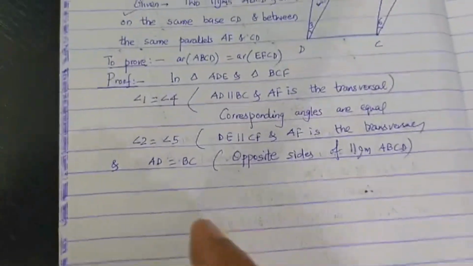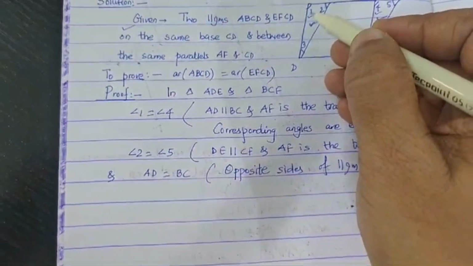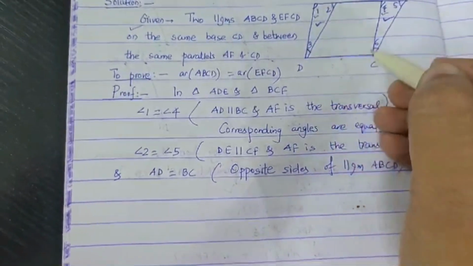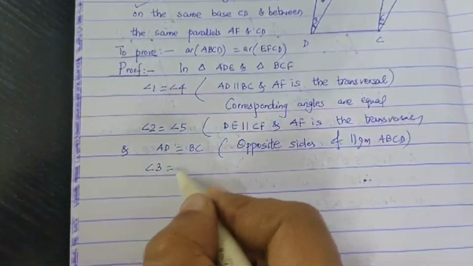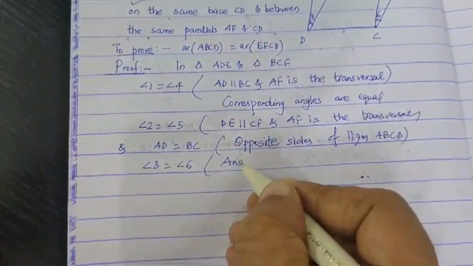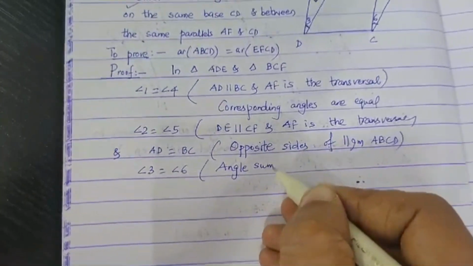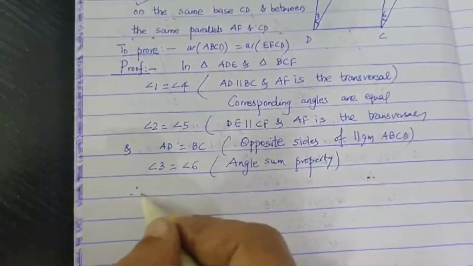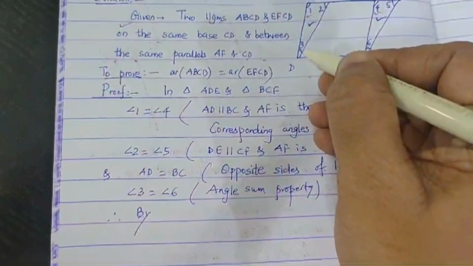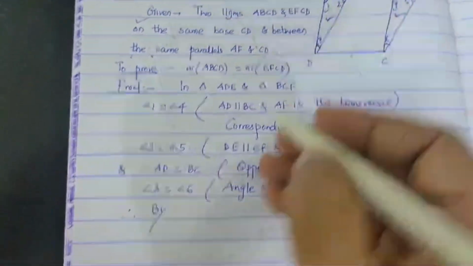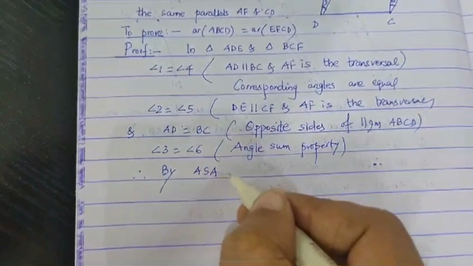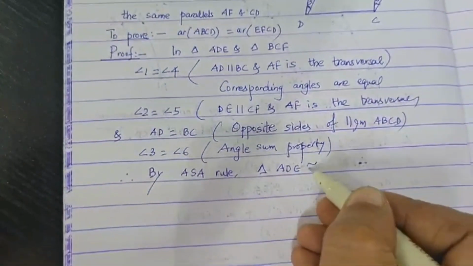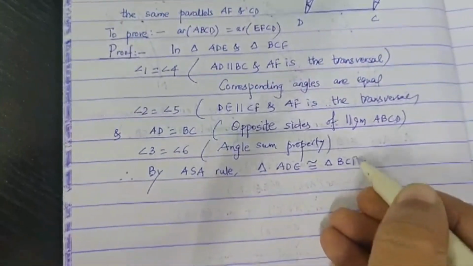Okay. Now, since angle 1 equal to angle 4, angle 2 equal to angle 5, so we can say that angle 3 equal to angle 6, from the angle sum property of a triangle. Two angles are equal, then the third has to be equal. Therefore, see this angle, this side and this angle, so the side is included. So by ASA rule, triangle ADE is congruent to triangle BCF.